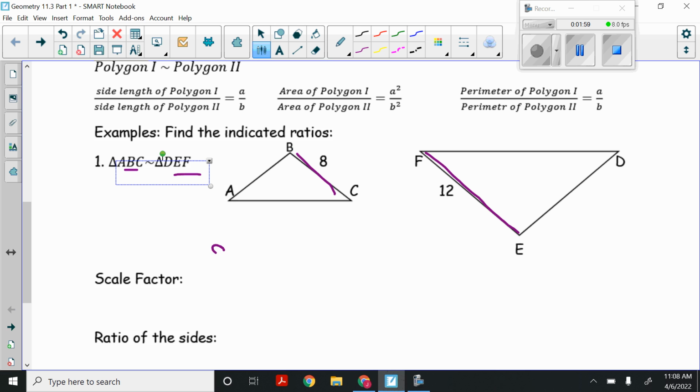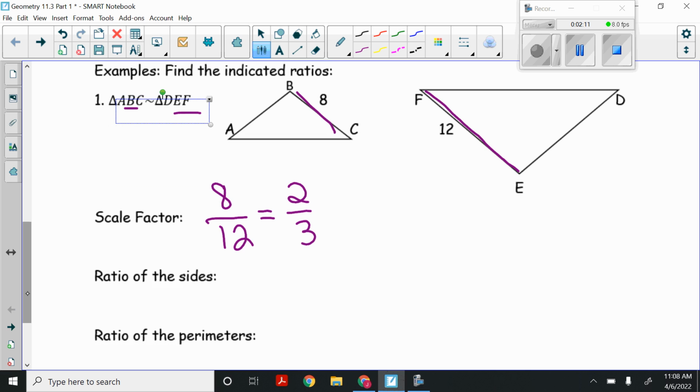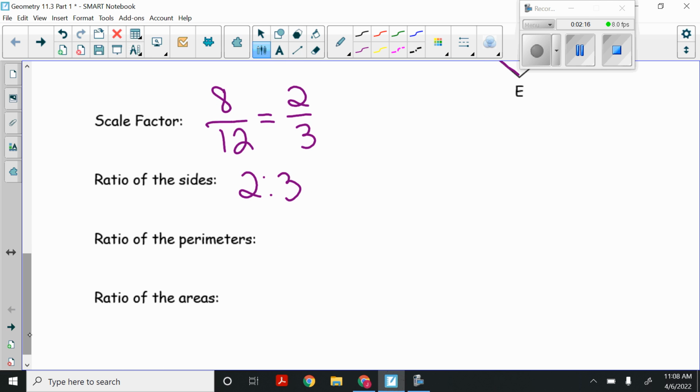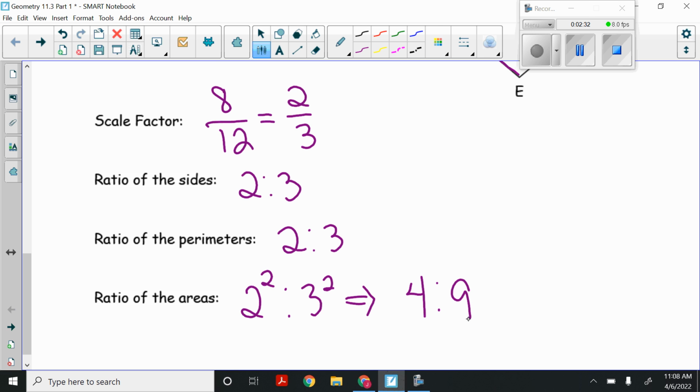So my scale factor, side 8 over the side 12. And then I'll look at, can I reduce that? Yes, I can reduce that. They both have a 4 in common, so that reduces to 2 over 3. The ratio of the sides, 2 to 3. The ratio of the perimeters, 2 to 3. Ratio of the sides, ratio of the perimeters are the same. Ratio of the areas, so this is where I square the sides, so 2 squared to 3 squared, which becomes 4 to 9, would be the ratio of the areas.